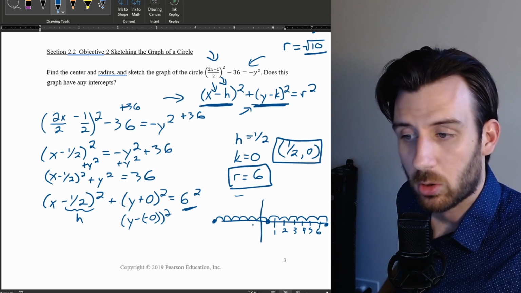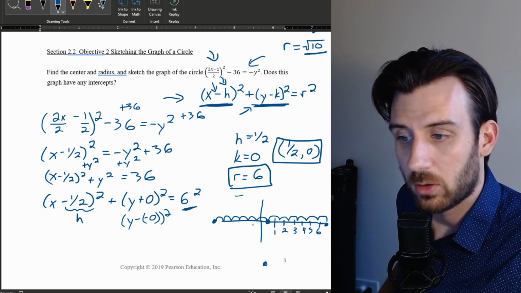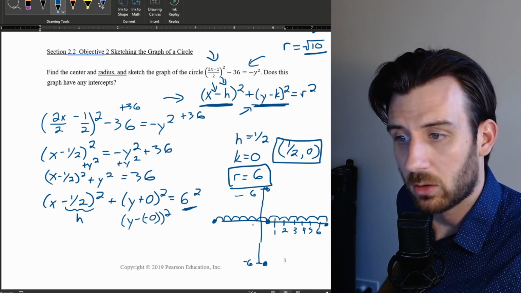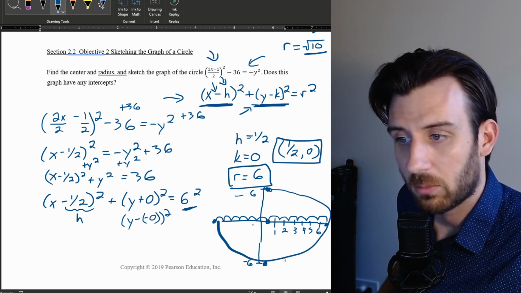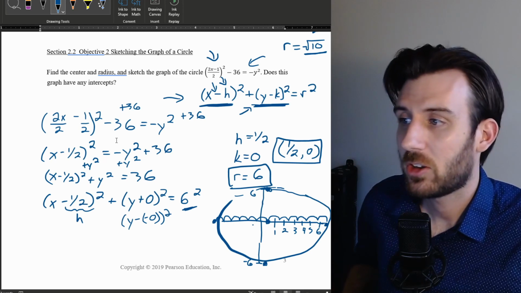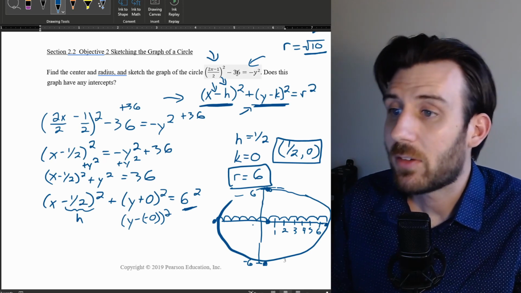And then I would need to be able to go down that amount too. That would just be 6 down. And then I would need to go 6 up. So 6 up would be right here. And I think all in all, that would be the picture of my circle. It's going to look like a very flat circle. I'm not doing great with the online drawing here. But there we have it. There's a sketch of my circle. It doesn't need to be perfect, just needs to have everything that I need. Does it have any intercepts?